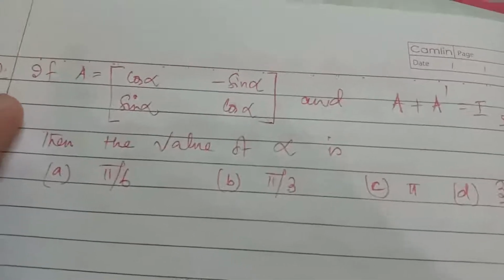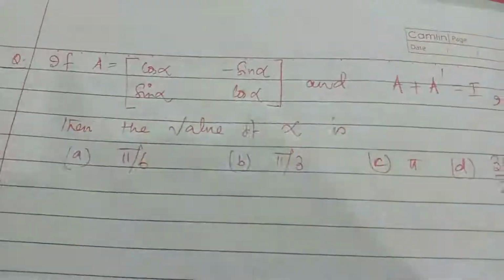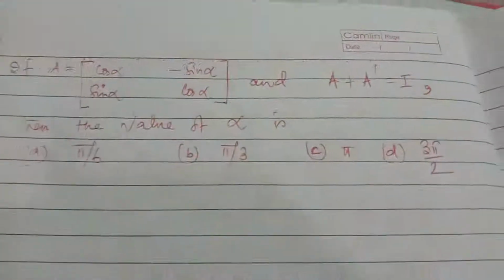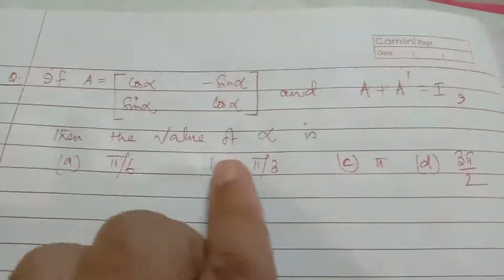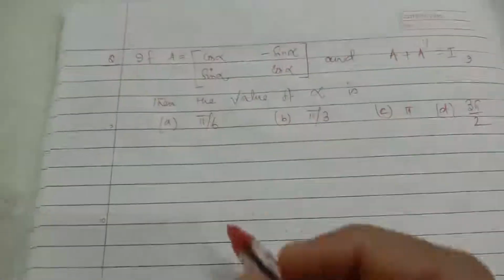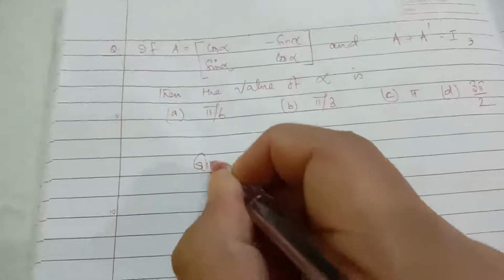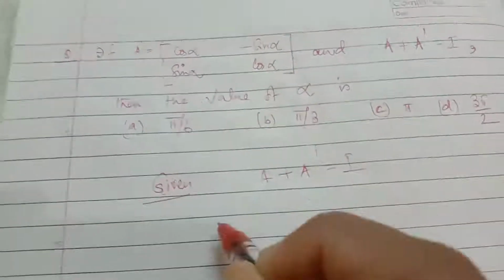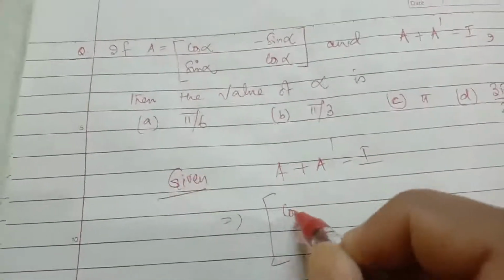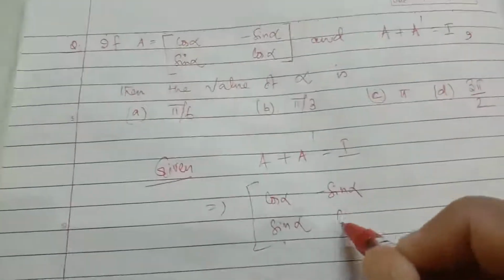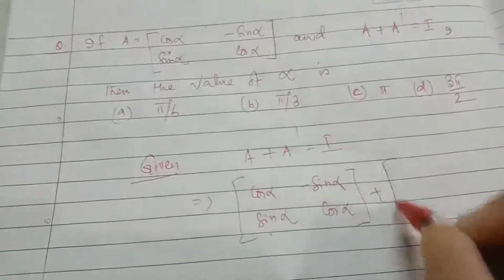I have taken another question from the NCERT book. If matrix A equal to first row cos alpha, minus sin alpha and second row sin alpha, cos alpha and A plus A dash is equal to I, then the value of alpha is, we have to choose the correct option. Given A plus A dash is equal to I. Now, this is A: cos alpha, minus sin alpha, sin alpha, cos alpha. A dash, we have to write the transpose.